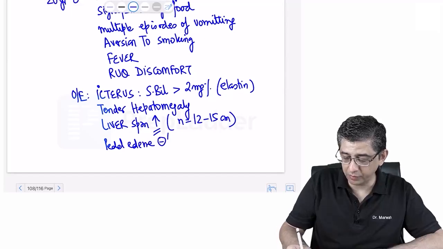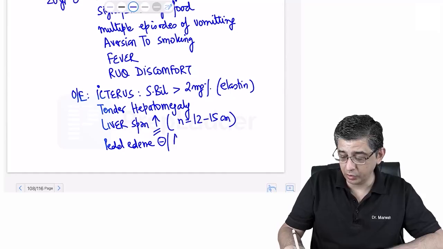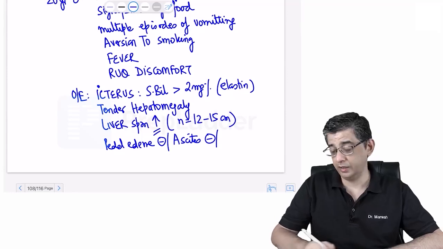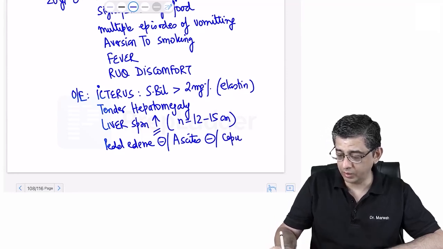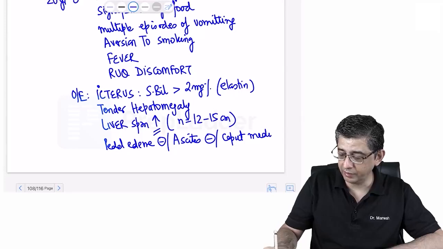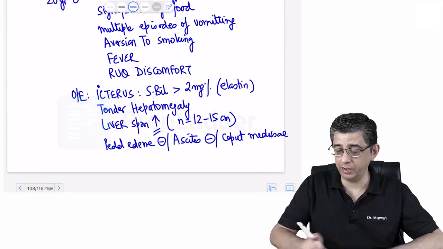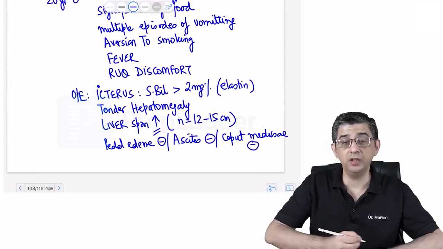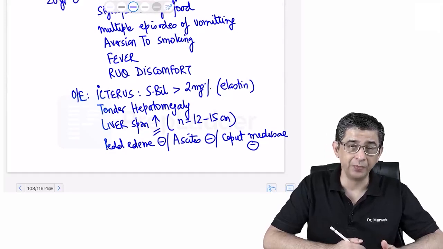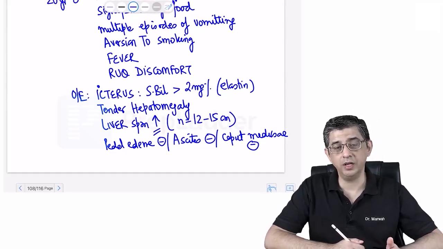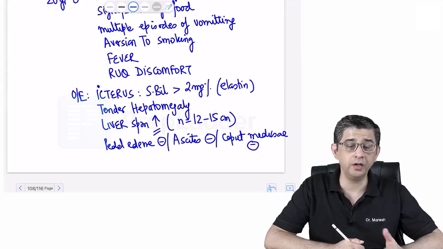I also tried to look for findings of shifting dullness because I wanted to pick up free fluid in the abdomen. There was none. And then I also had a look around the umbilicus. There were no dilated superficial veins of the anterior abdominal wall, and I could not pick up any caput medusae. Why I was looking for this was whether this guy has chronic liver disease, and now he has developed acute on chronic liver disease.